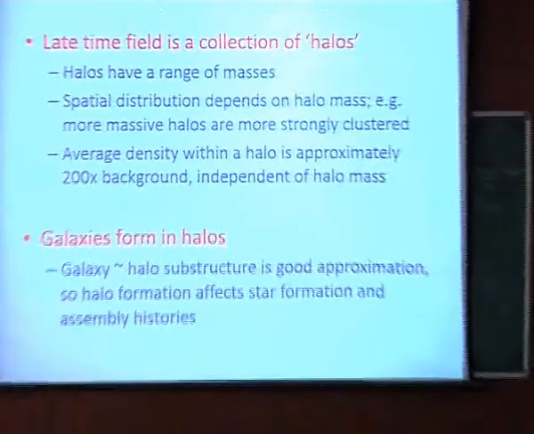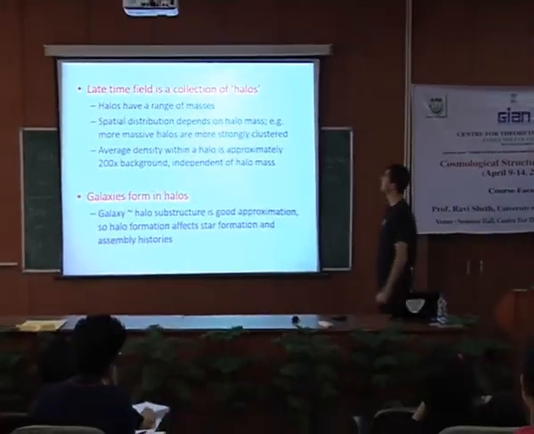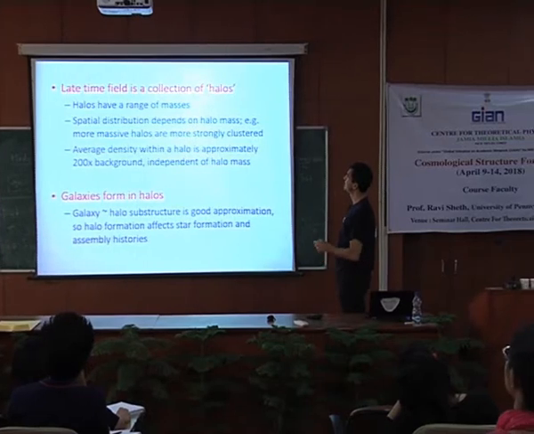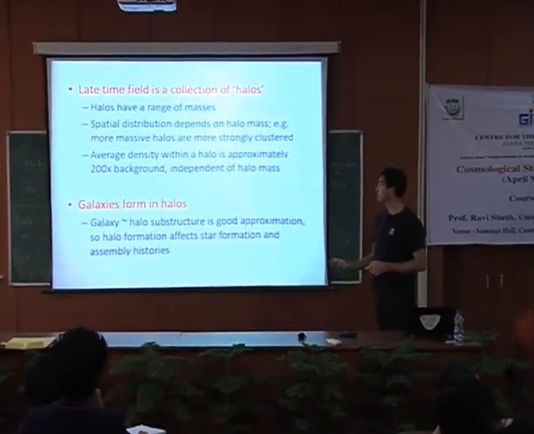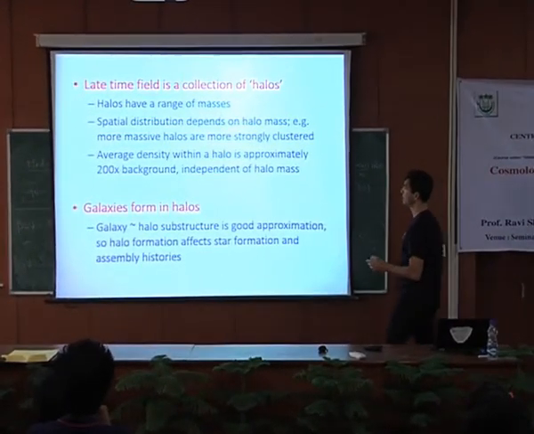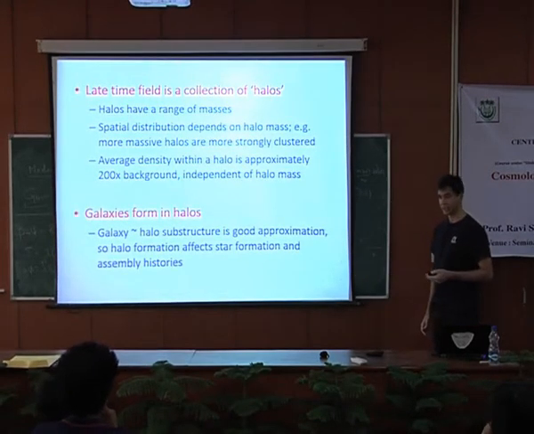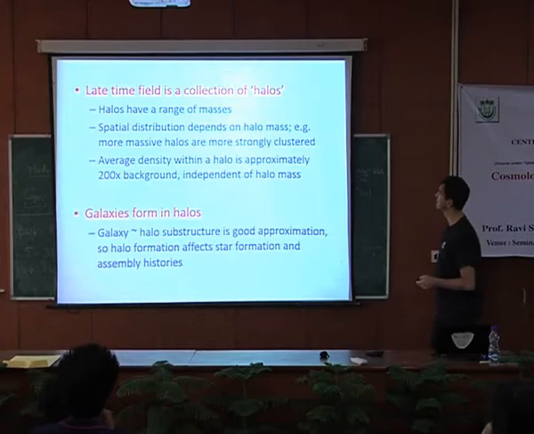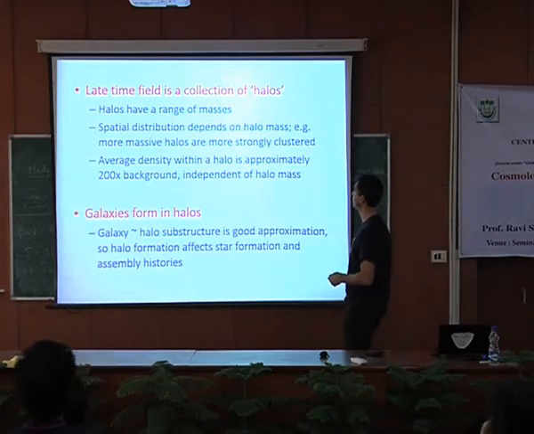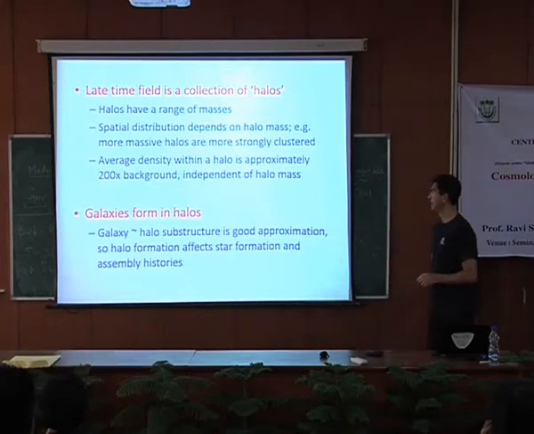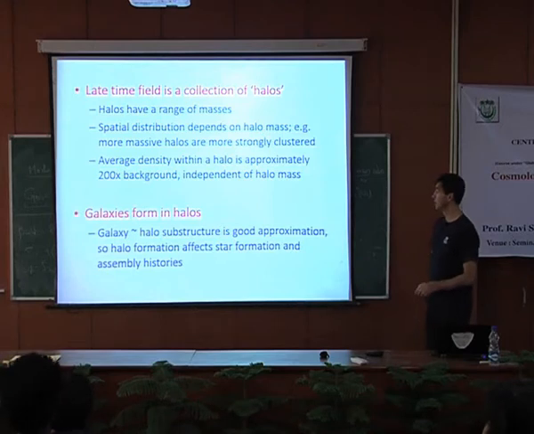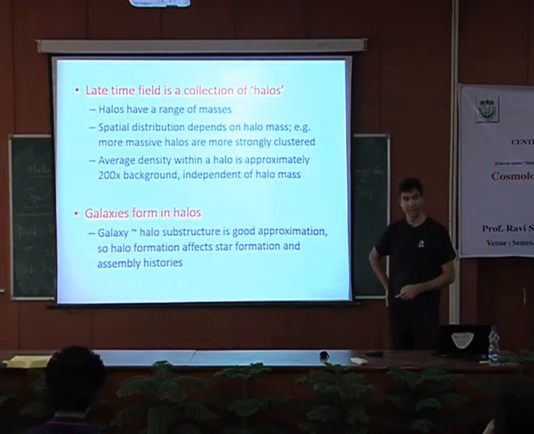Okay. So the assumptions that we're going to be making, that are all pretty reasonable, are that the late-time field is a collection of halos. These halos are all 200 times the background density, but they have a range of masses. The more massive halos are more strongly clustered, right? They're more biased. So the bias factor increases with halo mass. And galaxies form in these halos. Okay.